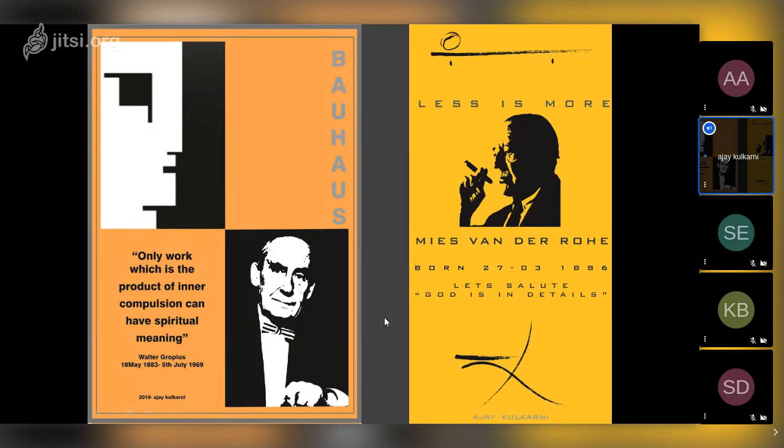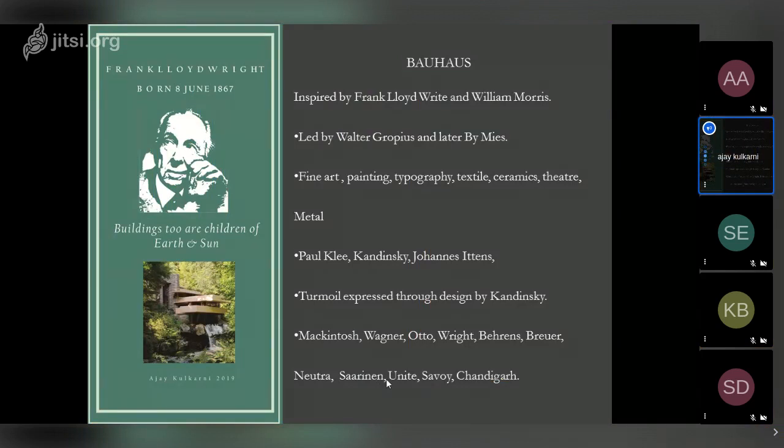So this movement was reborn with spiritual meaning, started obviously by Walter Gropius and then continued by Mies van der Rohe. So Bauhaus was inspired by none other than Frank Lloyd Wright, who believed buildings are children of sun and earth. Again, dear friends, he's also going to divinity. So what this group of visionaries did, they called fine arts, painting, textile, metal, theater, they called everybody. So when I say architectural curriculum needs to be redesigned, we will have to call artisans, metal men, people who deal with textile as our faculty members.